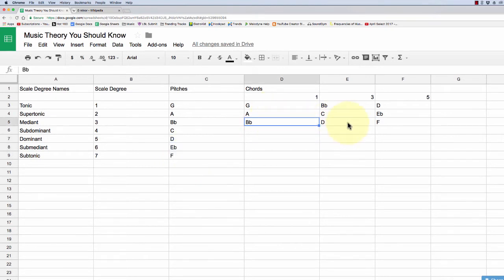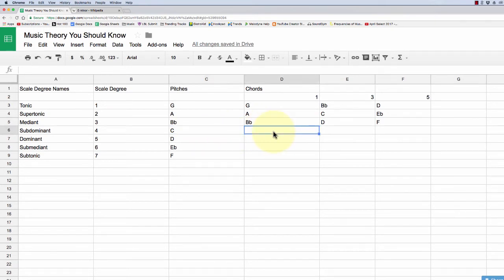And so these are just stacked thirds. That's what a chord is. That's the right way to kind of understand what a chord is. You're just stacking thirds. And we're going to get to a little bit more fancy chords in a moment. But let's just continue filling this out.